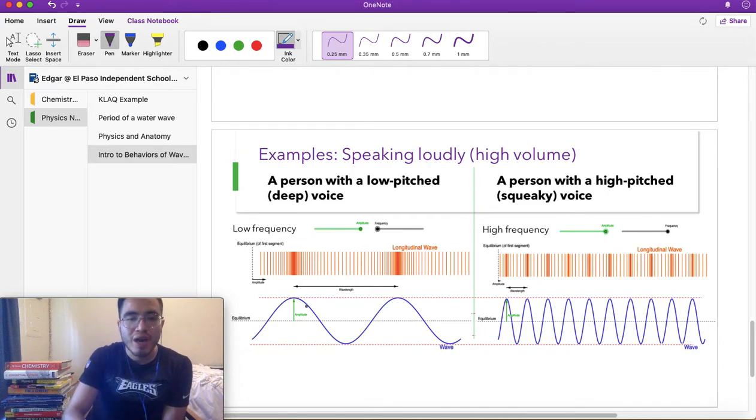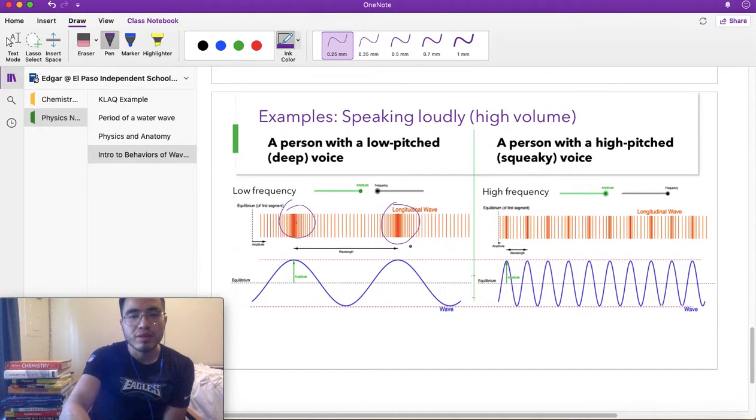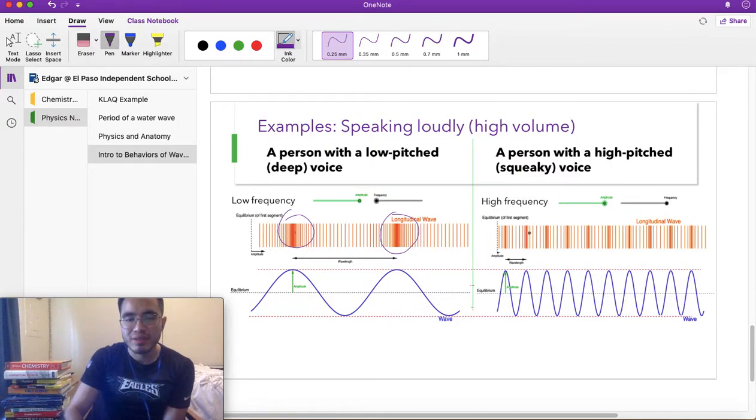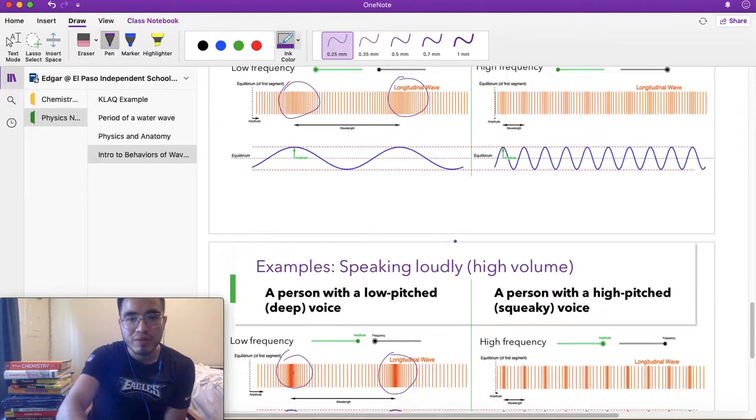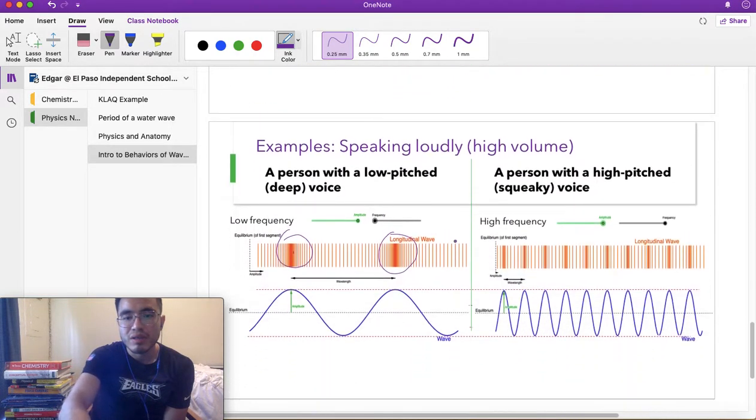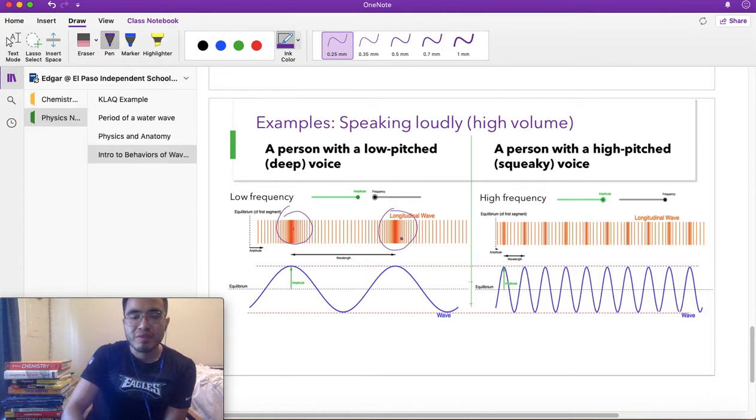Now notice how more well defined the areas of compression are. They're very obvious. Same with the high frequency one. Now the wavelength is still the same, notice. But the areas of compression are way more defined because the sound is more intense, higher volume.